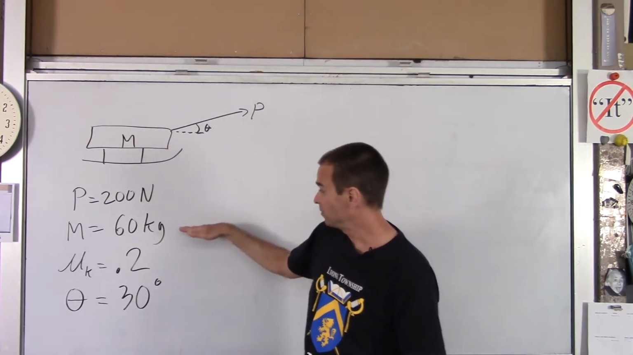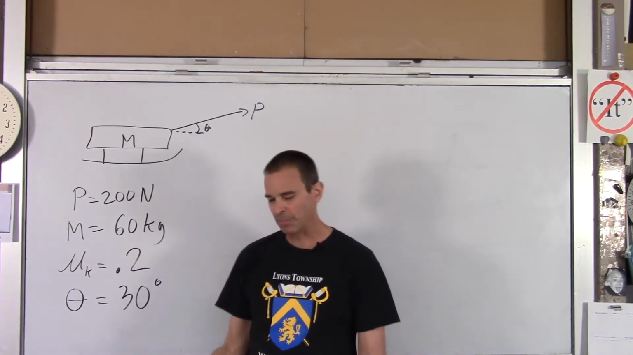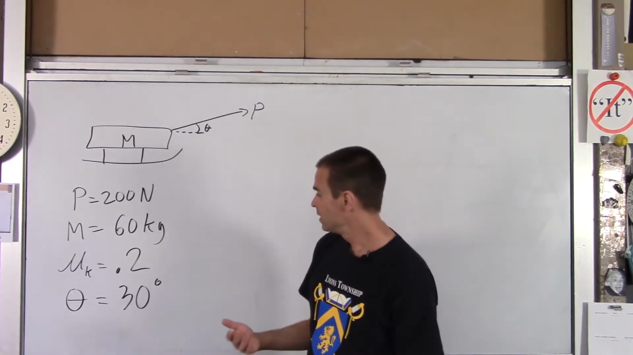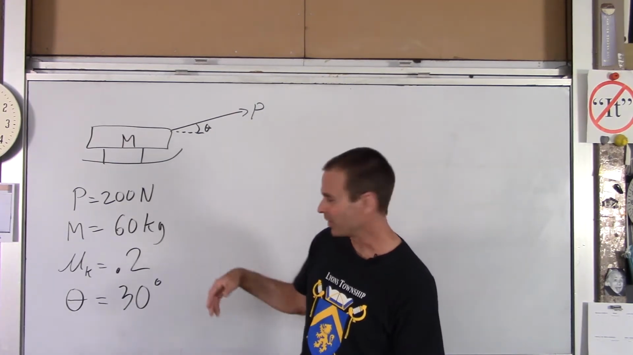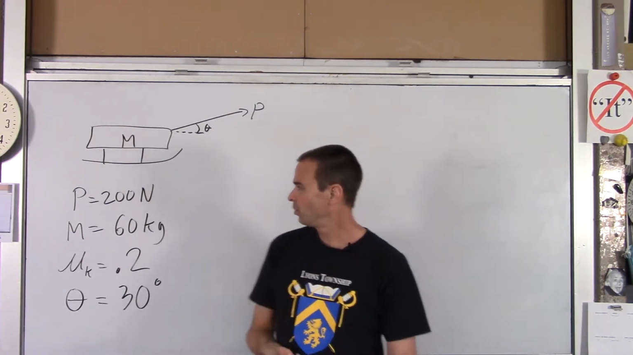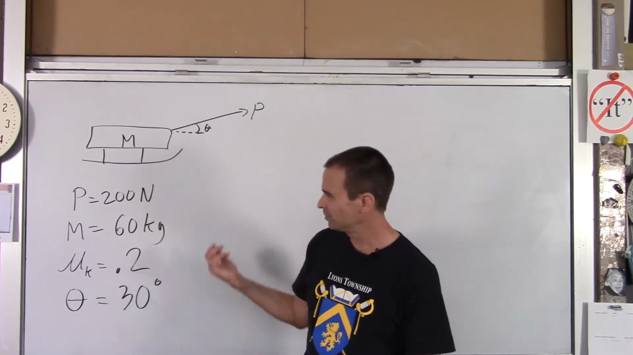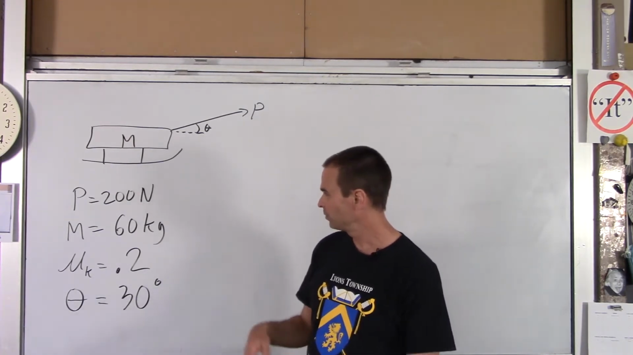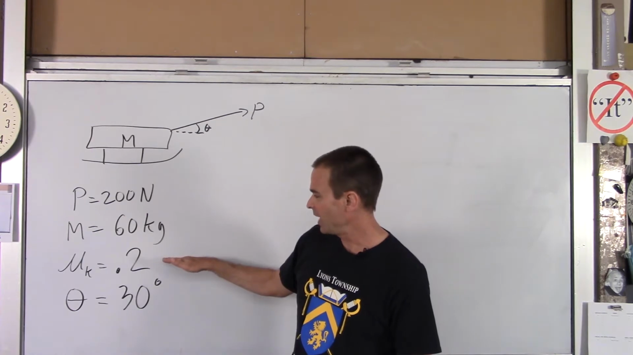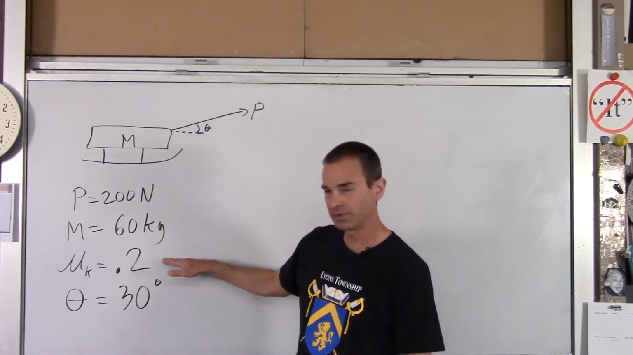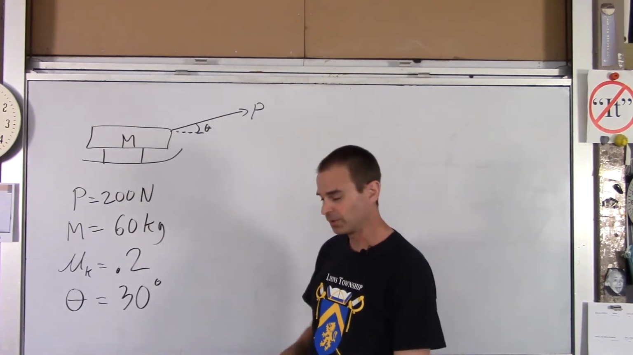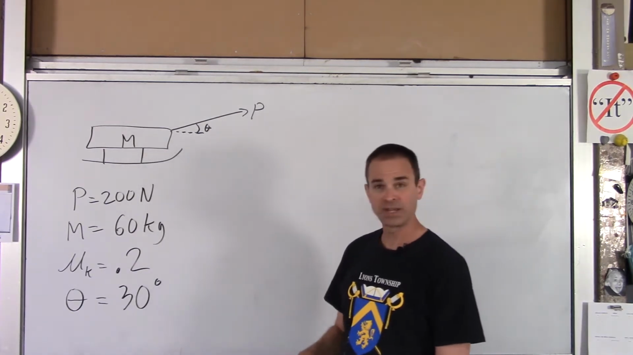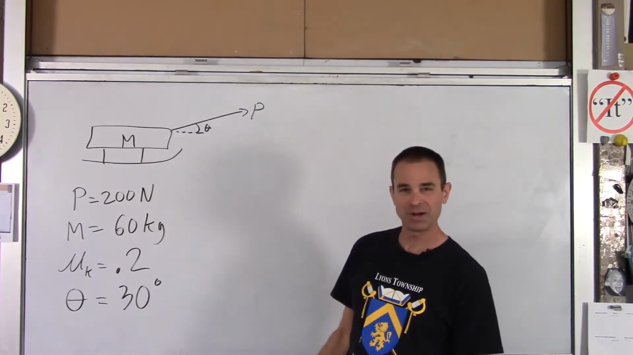The sled has a mass of 60 kilograms. That would be either a couple of really small kids or one pretty big kid. I'm about 78 kilograms, so it'd be almost like me on there. Somebody's pulling with 200 newtons of force, which is 45 pounds or so, 40 pounds. Mu sub k is 0.2, so that's the coefficient of friction. And the angle that the rope makes with the horizontal is 30 degrees. So if you need a second, pause the video and make sure you copy all that down.